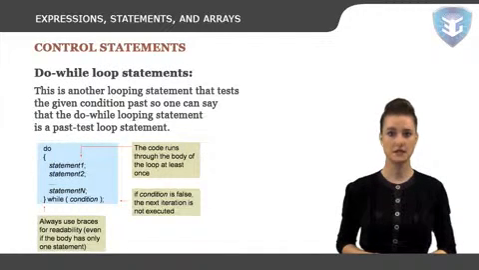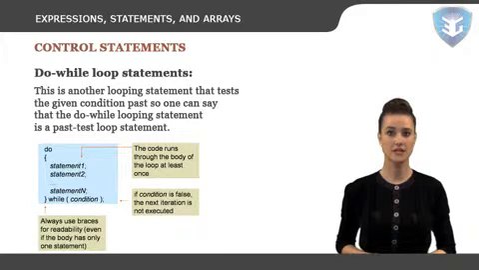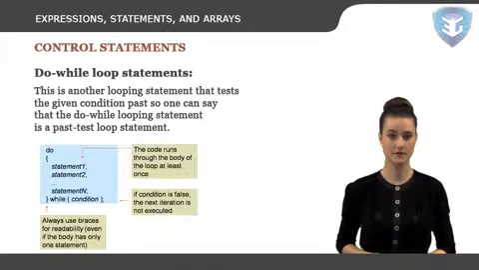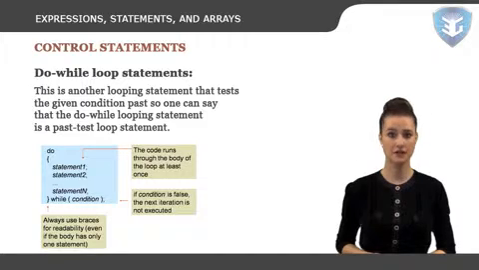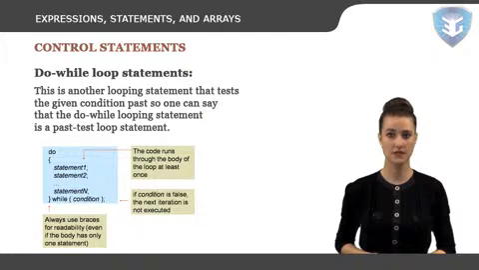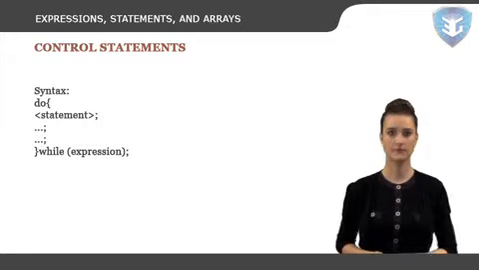Do while loop statements. This is another looping statement that tests the given condition passed, so one can say that the do while looping statement is a post-test loop statement. First the do block statements are executed, then the condition given in the while statement is checked. So in this case, even if the condition is false in the first attempt, the do block of code is executed at least once. Look at the screen to understand the do while loop statement.